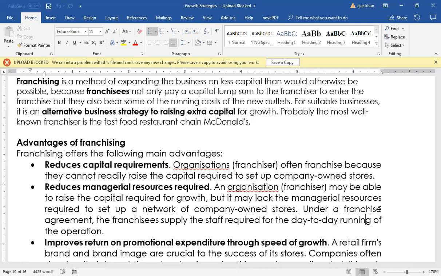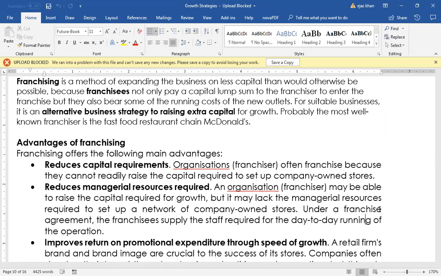You don't have capital available to open up new branches, invest in buildings, infrastructure, and you don't have enough working capital for expansion. Then one of the best ways will be to go for franchising. You can give your franchising license to other investors who can use your brand name and your system, and you can be a partner in that particular branch.